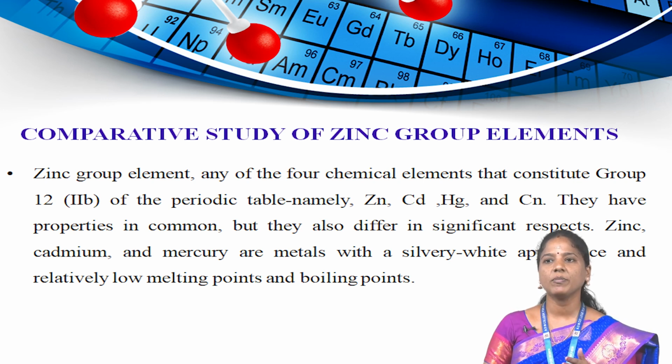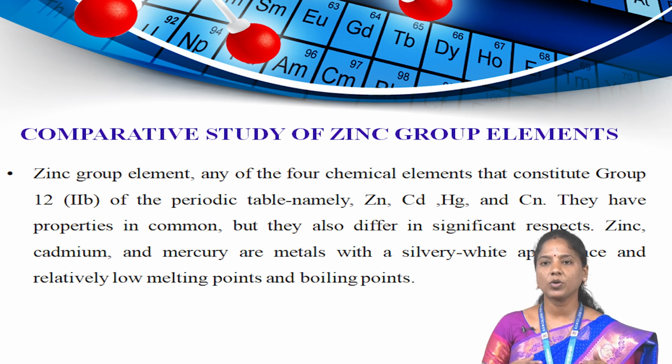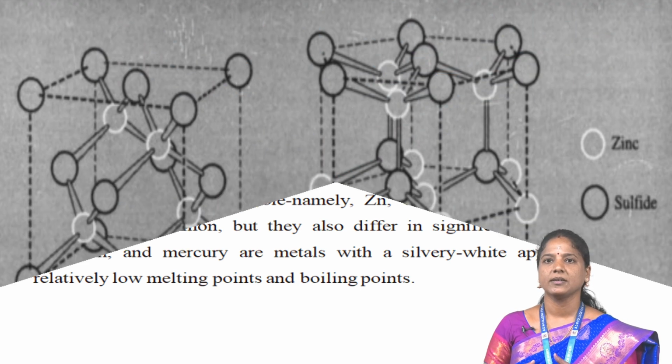Zinc, cadmium, and mercury are metals with a silvery white appearance and relatively low melting points and boiling points. Mercury is the only common metal that is a liquid at room temperature, and its boiling point is lower than that of any other metal.